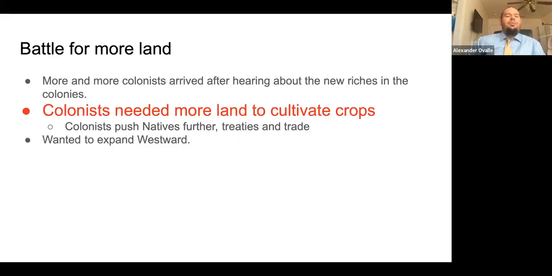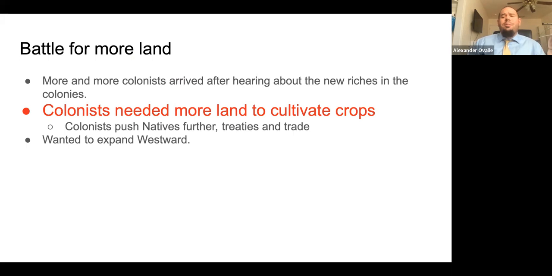So there's this battle for more land. More and more colonists are going to arrive after hearing about these new riches being found in the colonies. Colonists are going to need more land to cultivate. And if you remember from world history, more land equals what? That's right. More land equals more power. So the colonists are going to push the natives further and further west.